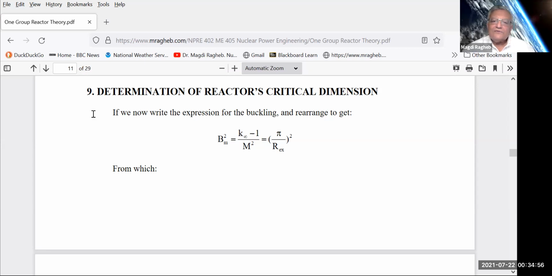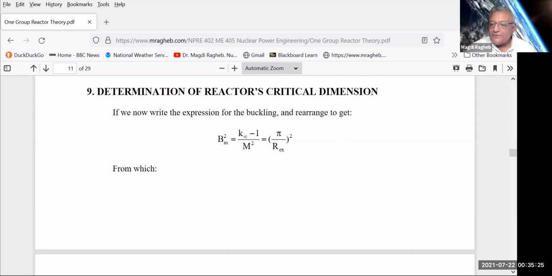All right, we come back to the material buckling. Let's take the material buckling is (k infinity minus 1) divided by M squared. And the geometric buckling for a sphere, as we derived a few moments ago, is pi over the extrapolated length, squared. If I know the k infinity and I know the M squared, then I can determine what is the extrapolated radius at steady state. So that becomes the critical dimension of the reactor.